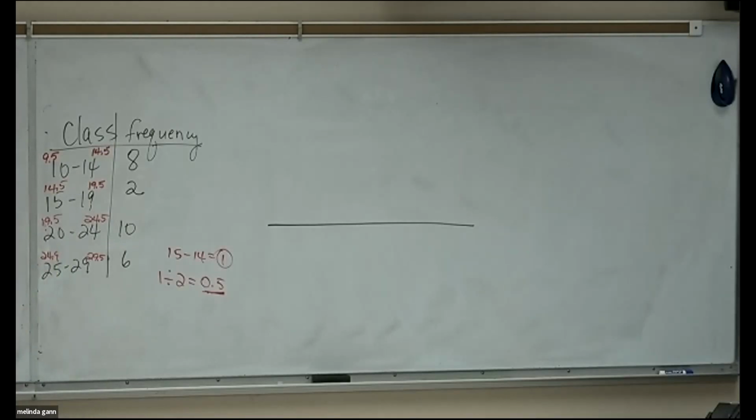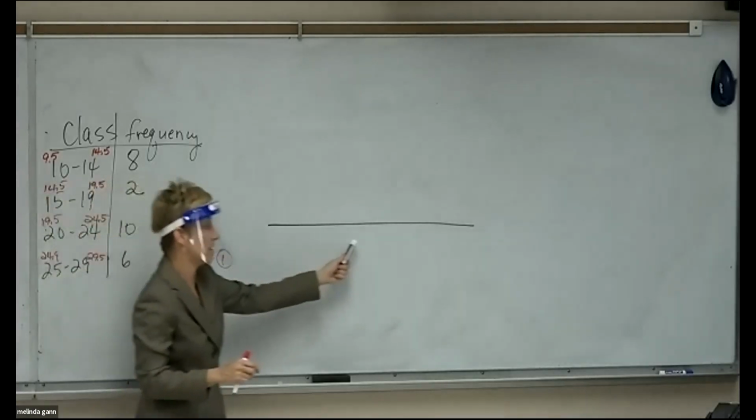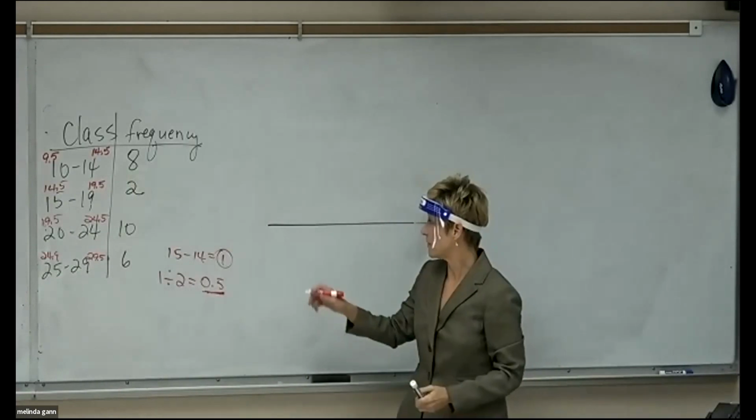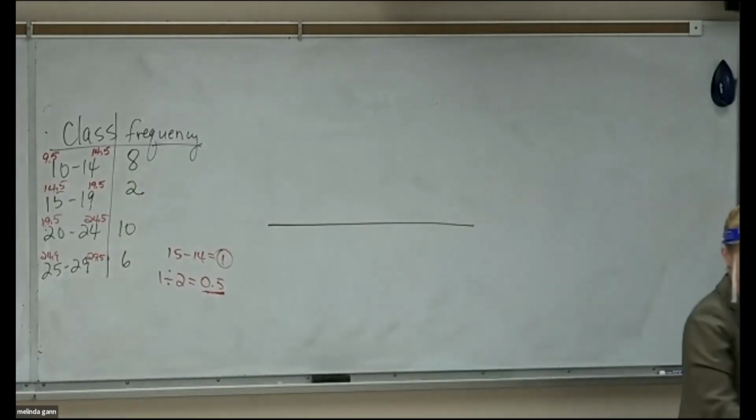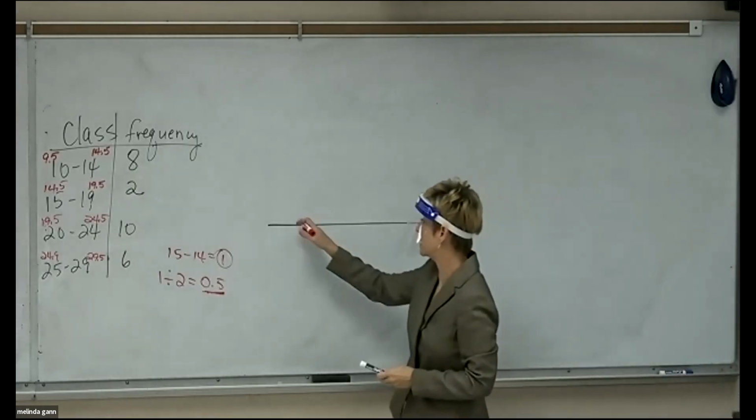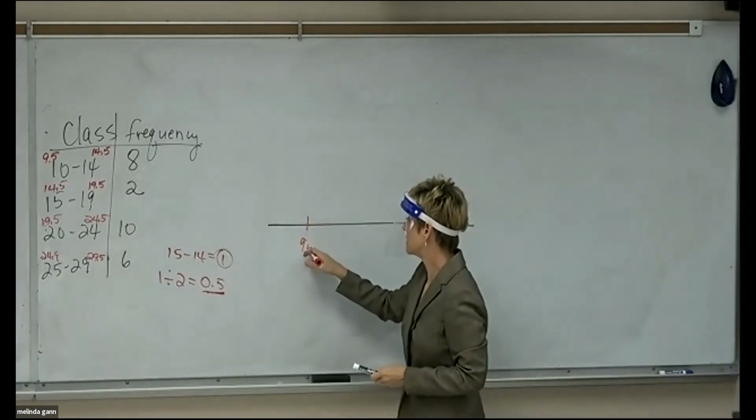Everybody okay? Now, if you've done it correctly, what do you notice about this upper boundary and this lower boundary? They better be the same. If they're not, I'm in trouble. Now, these numbers get put on a horizontal scale. So what's my first boundary? 9 and 5/10. What's my next one?